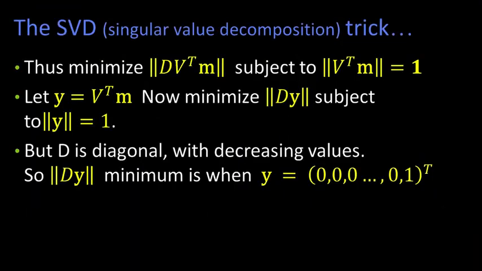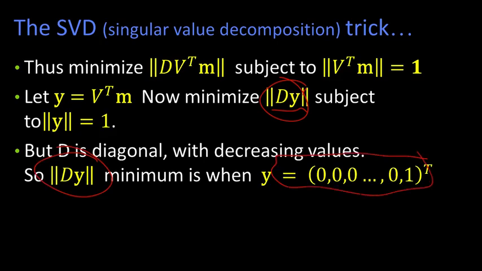But think about D times y, all right? Remember, D is a diagonal matrix whose elements are in decreasing order. So what is the smallest that D y can be? When is it the minimum? Well, it's going to be a minimum when y puts all of its weight, remember y is a unit vector, just in that last element. All right? So the best y for minimizing D y, given that D is a decreasing ordered diagonal matrix, is just 0, 0, 0, 0, 0, 1. Okay, that's the y that minimizes D y.